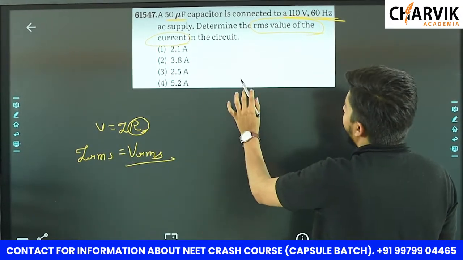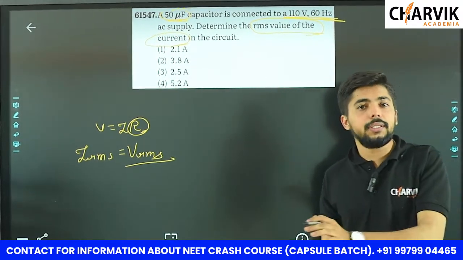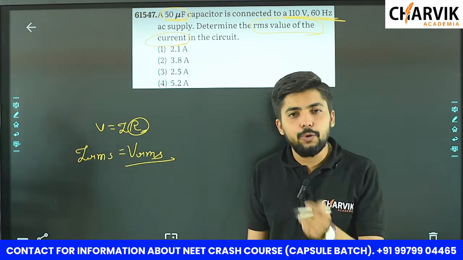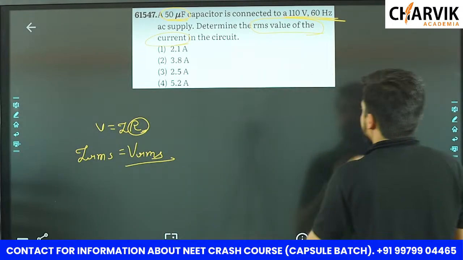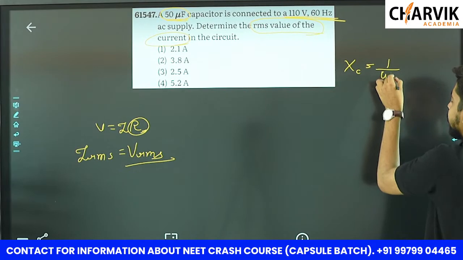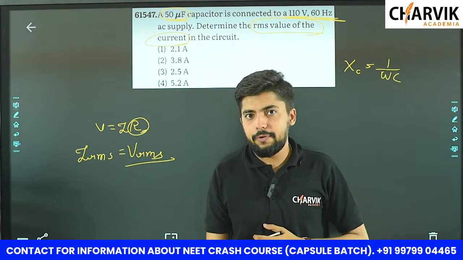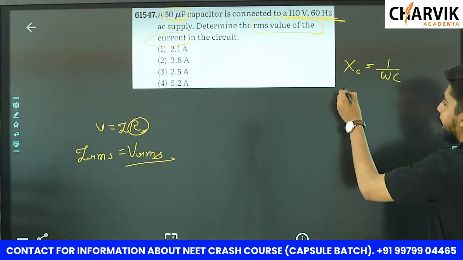But because they have connected a capacitor here, there will be some resistance due to the capacitor in a pure capacitive circuit, and that resistance is called the capacitive reactance. What is the formula of the capacitive reactance? The capacitive reactance XC is denoted by 1 upon omega C. There is also resistance in a pure inductive circuit, which is called the inductive reactance. How do we denote it? We denote it by XL.